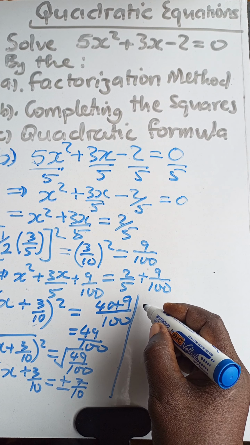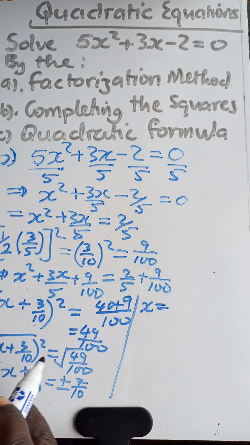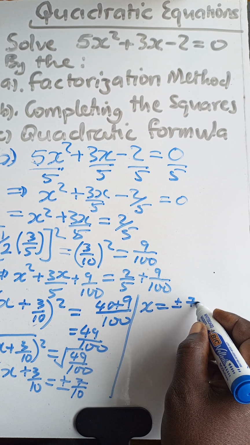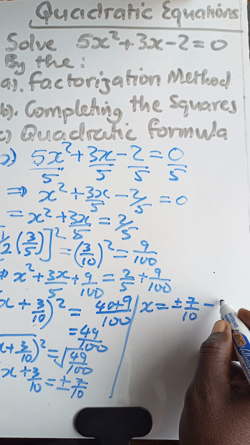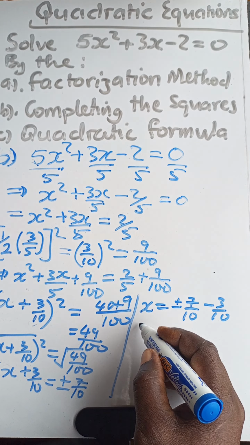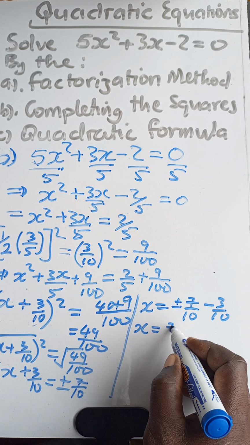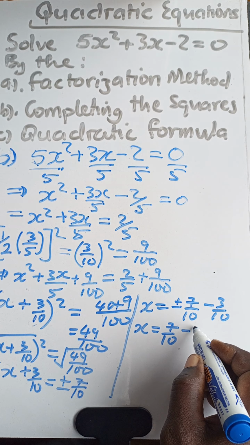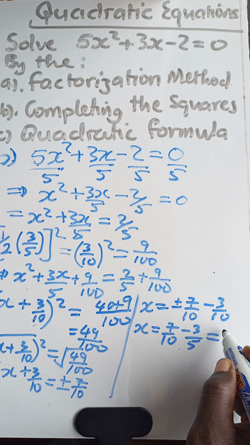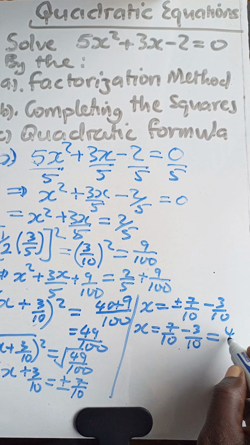Now, to have x, we have to carry this 3 all over 10 to the right hand side. This will give us plus or minus 7 all over 10 minus 3 all over 10. So the first value, we take the plus: x equals 7 all over 10 minus 3 all over 10. 7 minus 3 is 4.